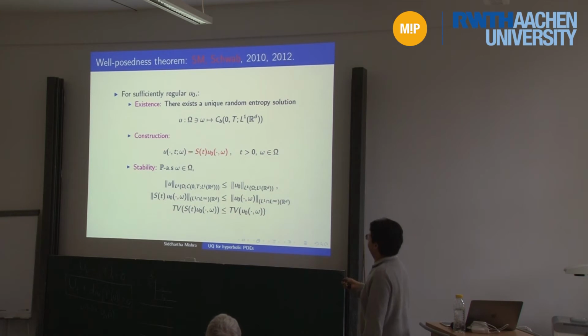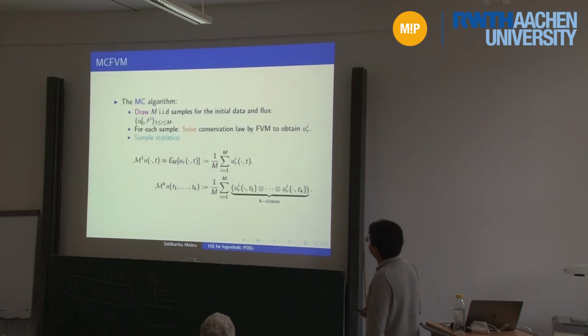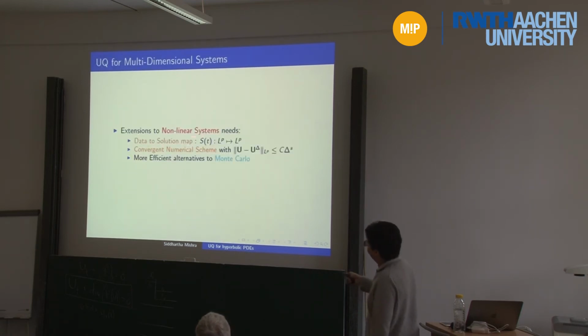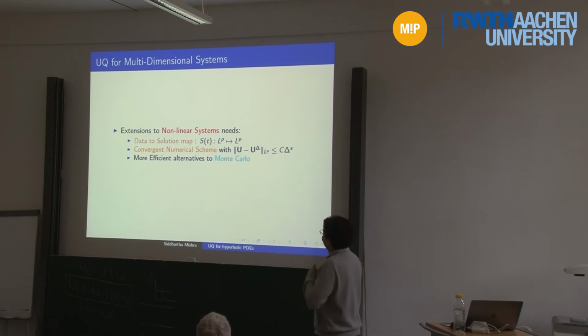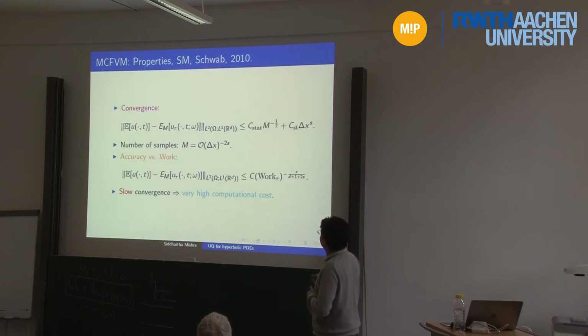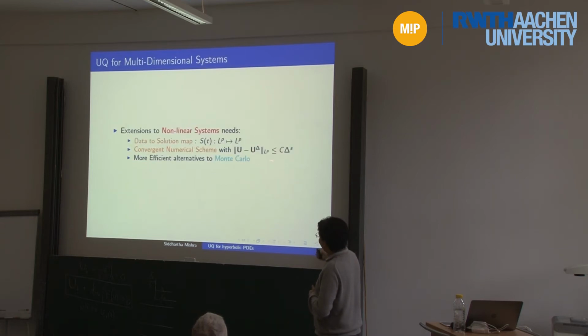Somewhere we need to use the fact that the deterministic problem, the underlying problem, has a solution, and this is expressed by this requirement here, that there should be a data to solution map, which is a mapping between integrable functions to integrable functions. We needed a convergent numerical method. Look at the error estimate. We needed a convergent numerical method with a certain rate, so we need that. And finally, to have any chance of doing anything, we need more efficient alternatives to Monte Carlo. So these are the requirements.